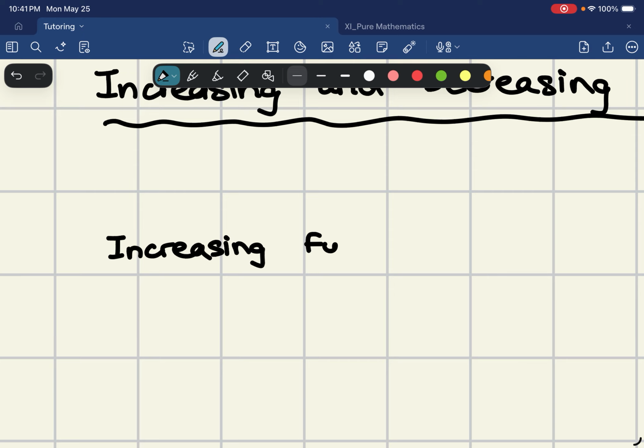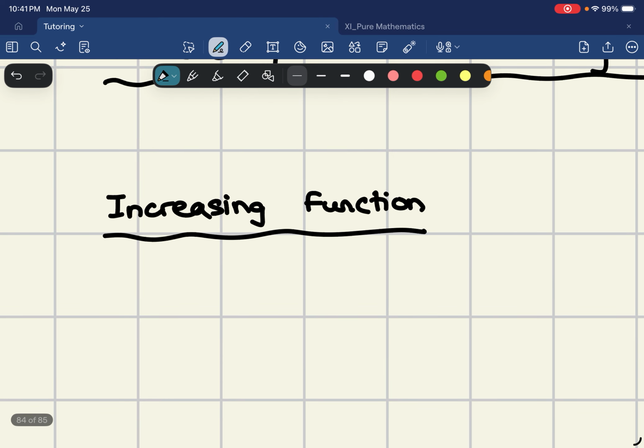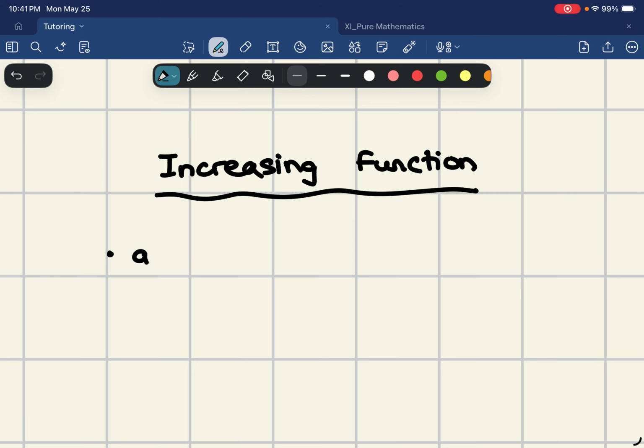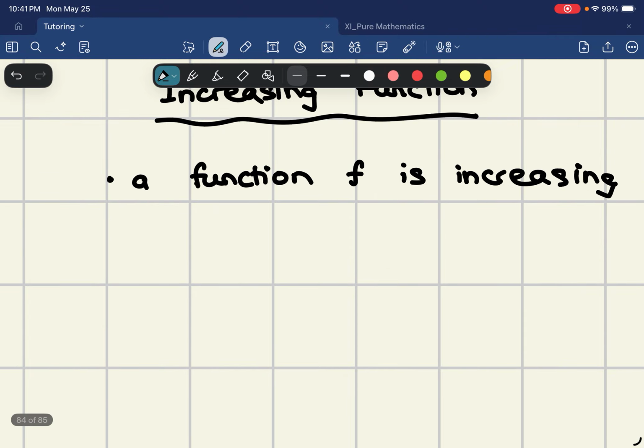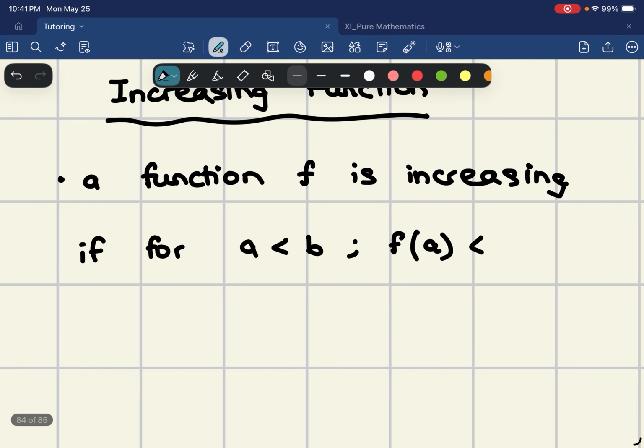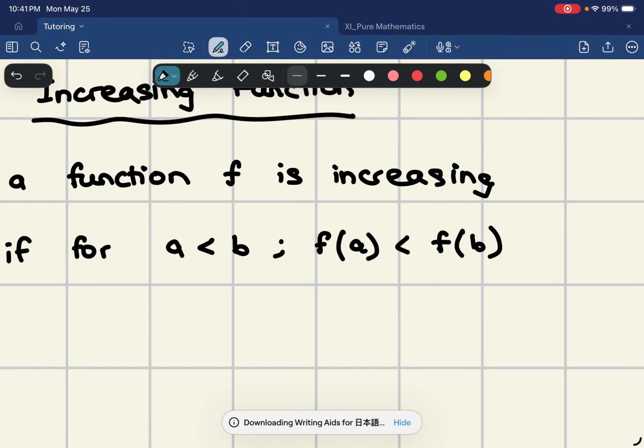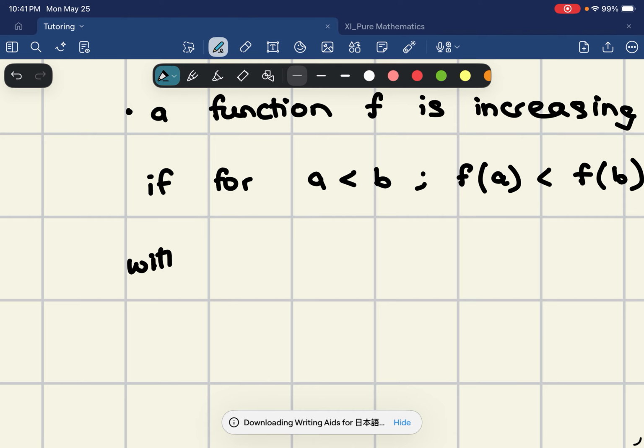So an increasing function, by definition. A function f is increasing. So basically when I say a function f, that means f of x or f of any variable, right? A function f is increasing if for a less than b, f of a is less than f of b within a given interval.